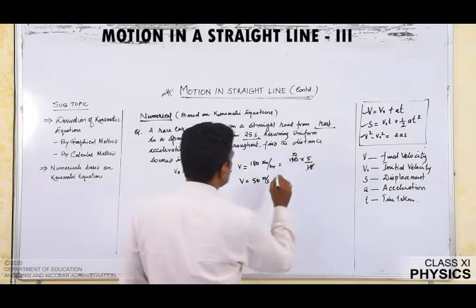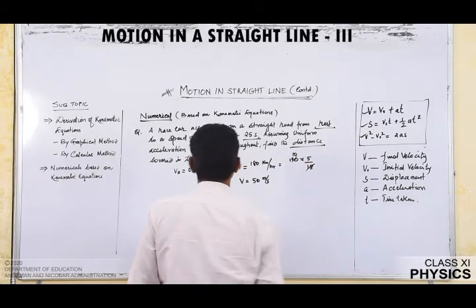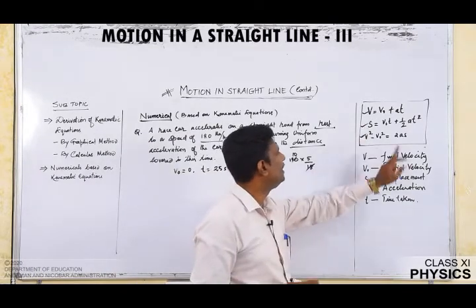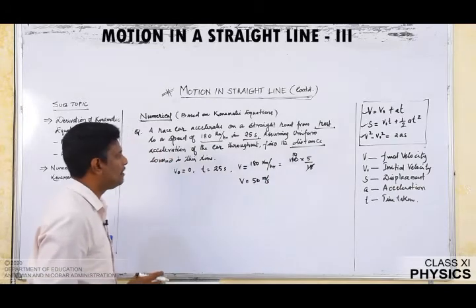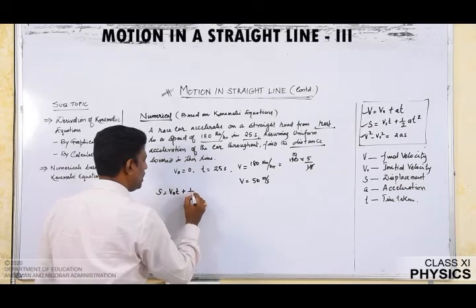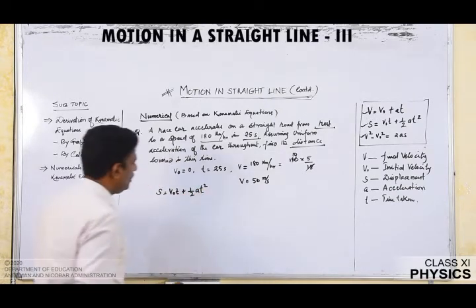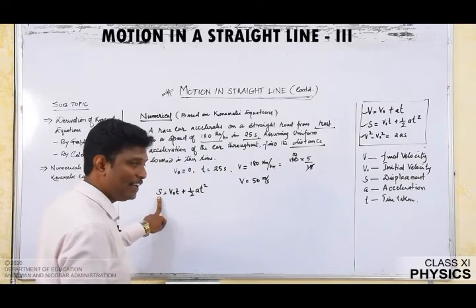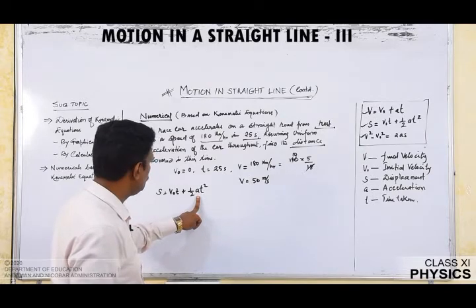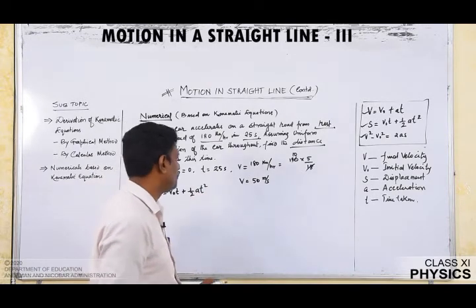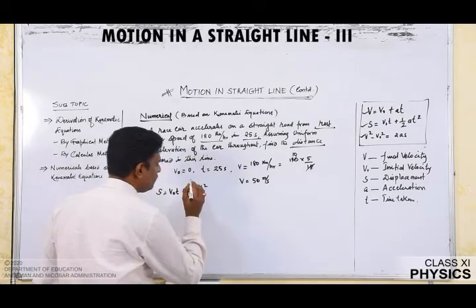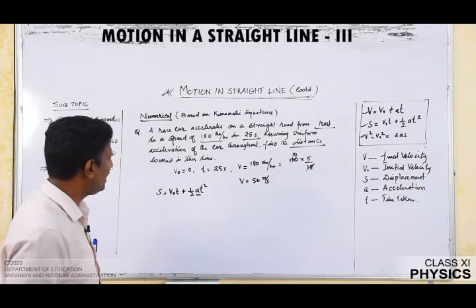What is asked in this question? Find the distance. First, we write the formula for the distance, the second equation of motion: s is equal to v naught t plus half a t square. In this equation, we need to find s. V naught we have, t we have, and a we do not know. So, in order to put the values in this, we need to find the acceleration first. From which formula can we get the acceleration?